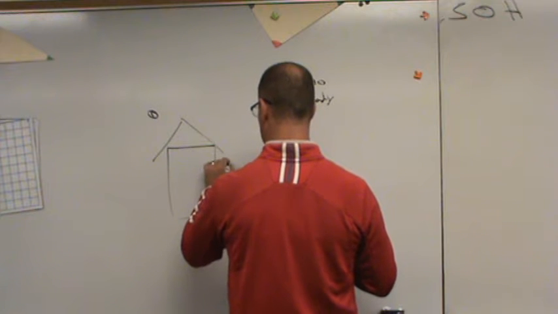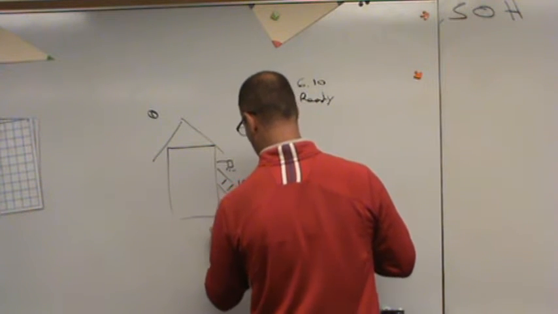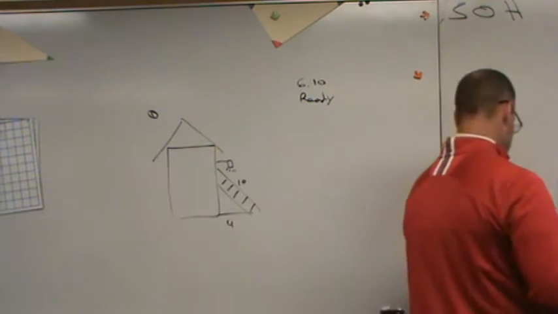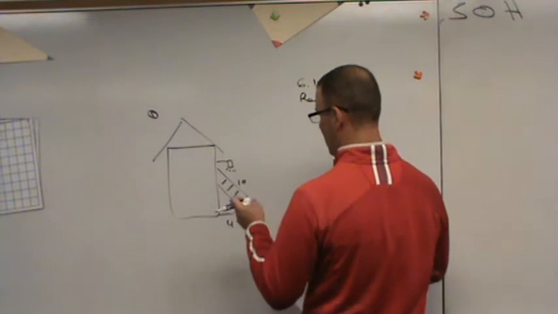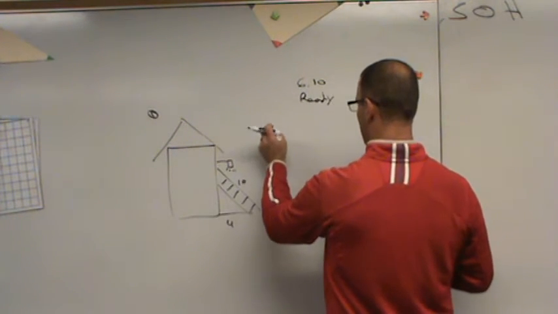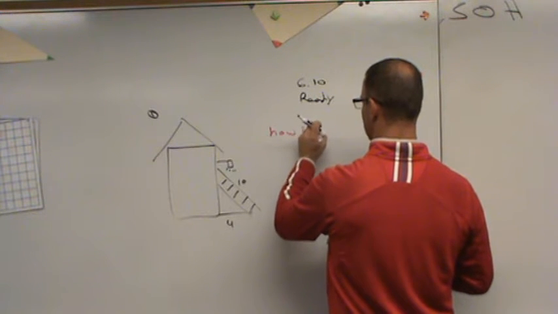So in question number one, your sketch should look something similar to this, where you have a ladder leaning up against the post, and it talks about a light, and the ladder's 10 feet, and the base of the ladder's 4 feet away from the building. What it's asking for is, so this is what your diagram should look like, the question I pose to you is, how high is the light?